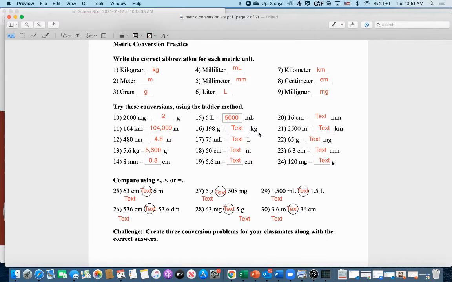198 grams to kilograms. So that would be 3 steps up. So that's 3 steps left. So that would be 0.198. 75 milliliters to liters. So milli is down at the bottom. I would take 3 steps up to the left. So that's going to move it over 3 to the left. So 0.075 liters.